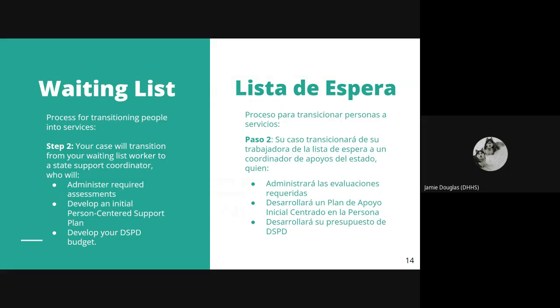So step 2, your case will transition from your waiting list worker to a state support coordinator. Your state support coordinator will administer required assessments, including the UCANs, charting the life course tools, employment pathway tool, develop an initial and person-centered plan, and develop your DSPD service budget based on assessed needs.